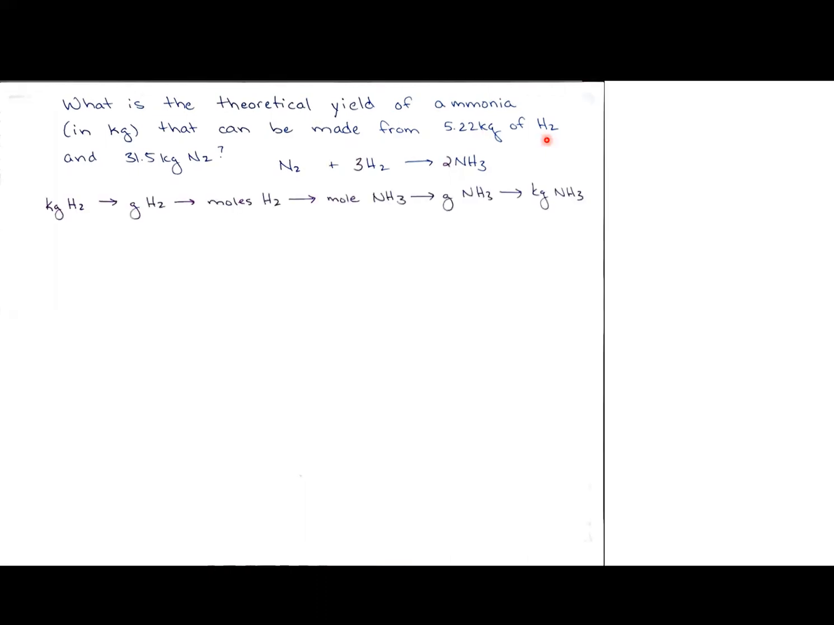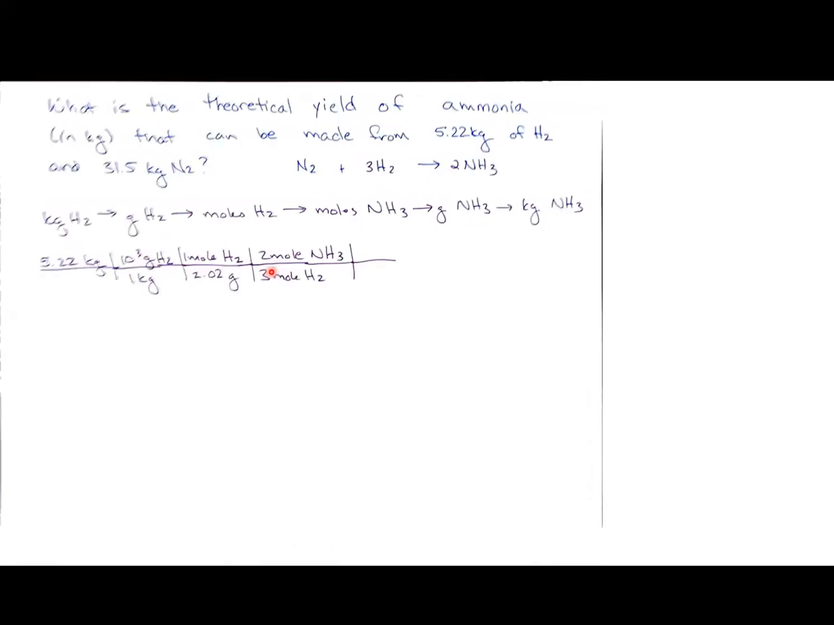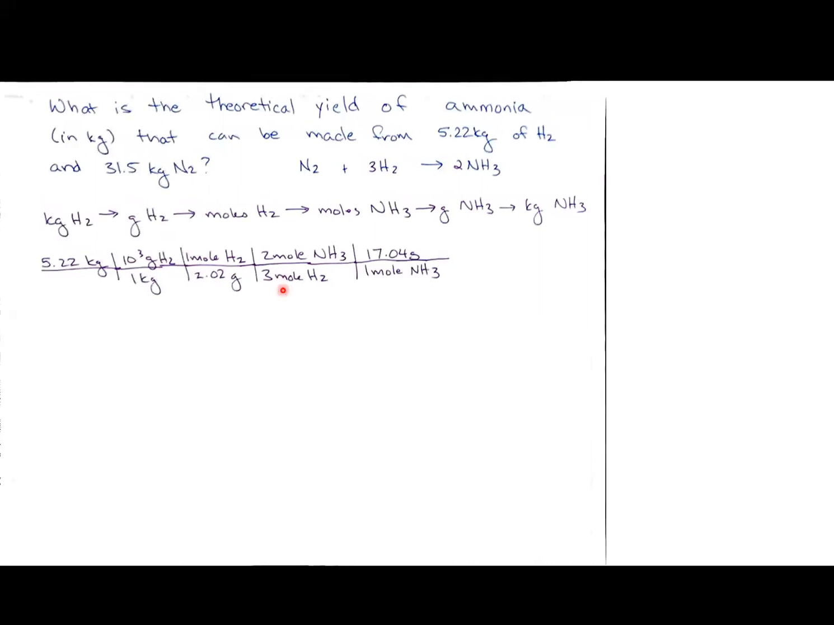So here's my game plan. Kilograms of hydrogen I want to turn into grams. Turn that into moles. Turn that into moles of NH3. Turn that into grams of NH3. And then turn that into kilograms of NH3. Not bad. So here's me turning it into grams and moles. Forgive the fuzziness on that one. Mole to mole ratio. Moles to grams. Grams to kilograms. Okay, so I just follow my little game plan here.